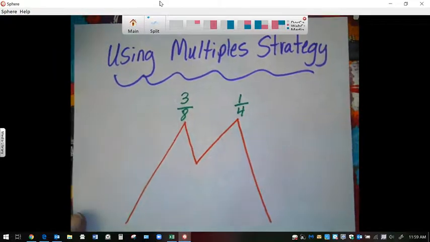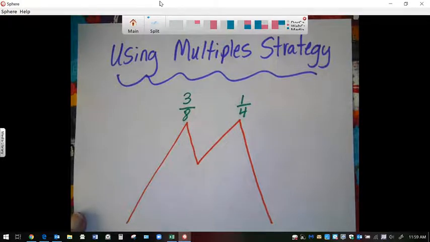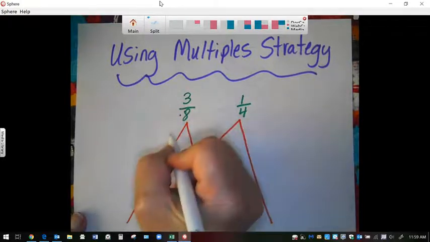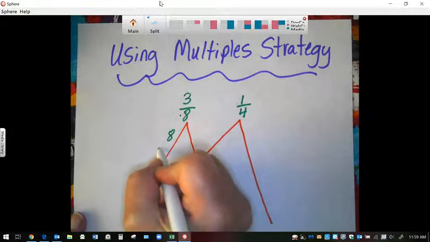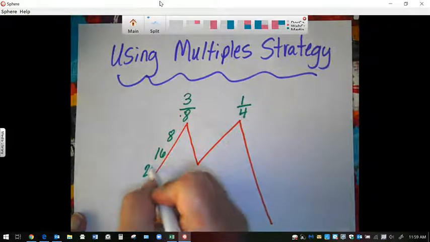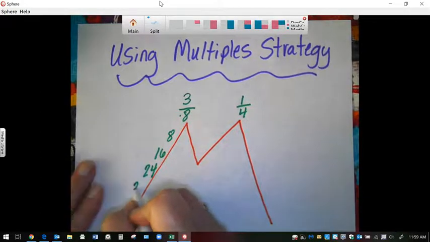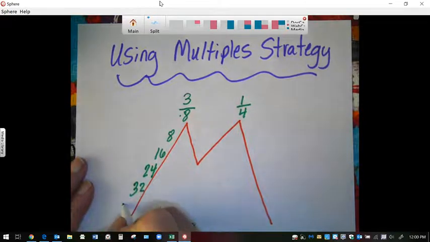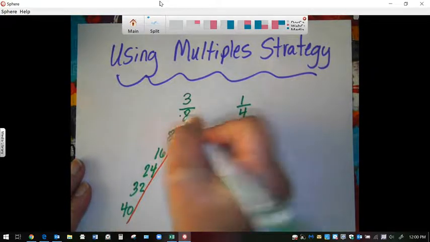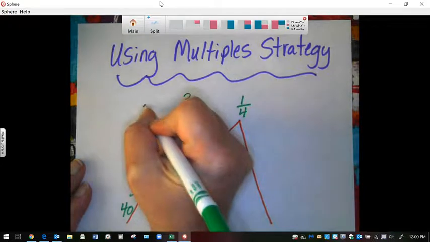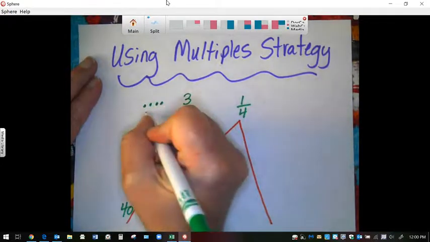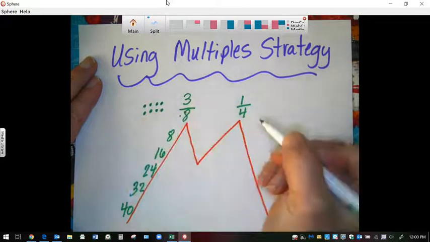Now we're going to write the multiples, and we have learned multiples. So we got the 8. So we're going to write 8, 16, 24, 32, and 40. Remember, if you do not remember your multiples, you use your dot strategy that we learned during the school year. You do your 8 dots.